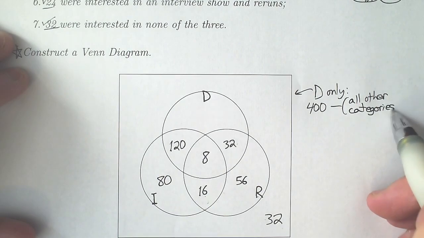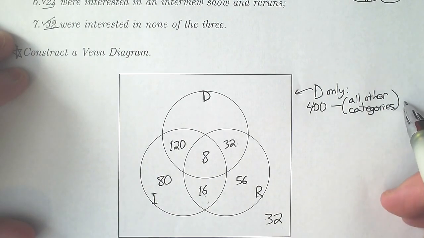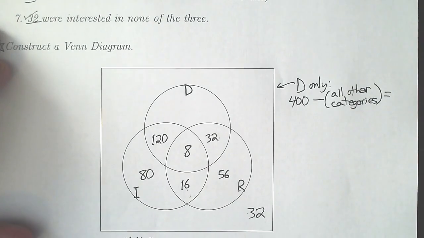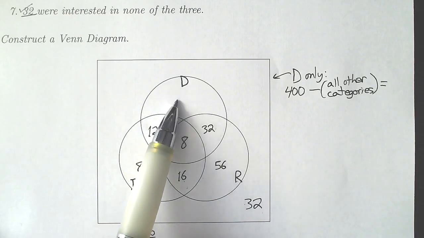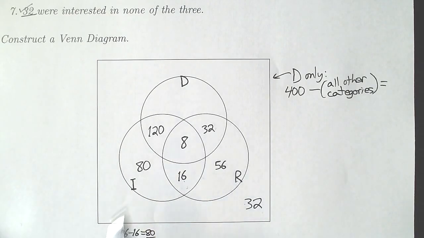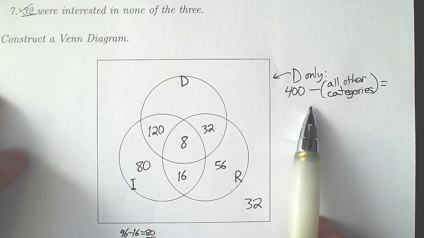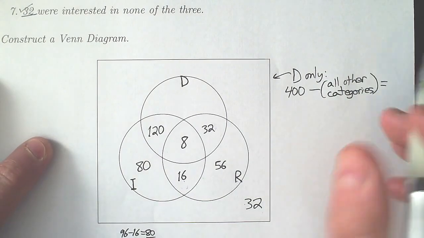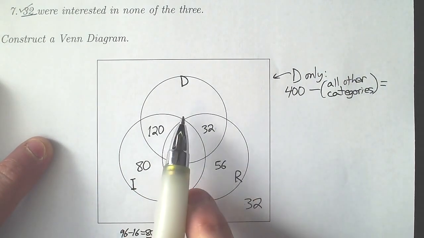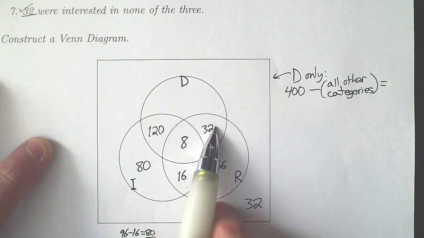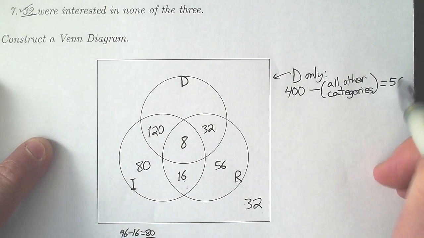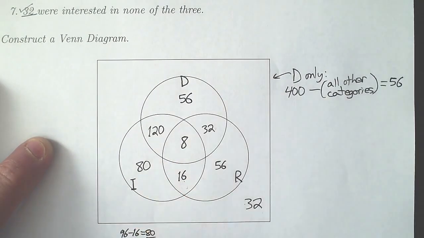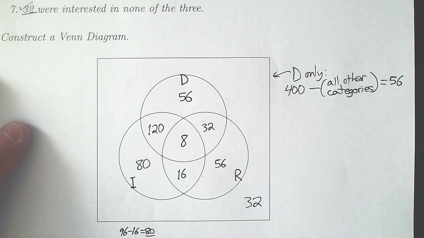And we can do that because we have filled in all other categories, right? So whatever you're doing last, in this problem it turned out to be this area, but whatever you're doing last, as long as you have everything else filled in, you can do this. So I worked this out with a calculator. 400 minus 120, minus 8, minus 32, like every number we wrote in here, and I got 56. And now we have a completed Venn diagram.